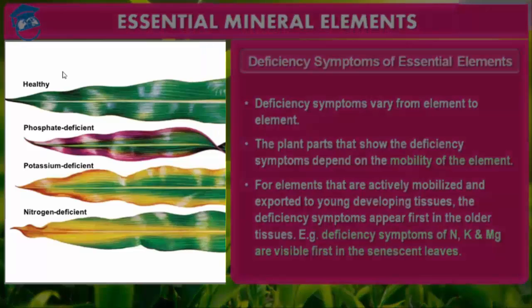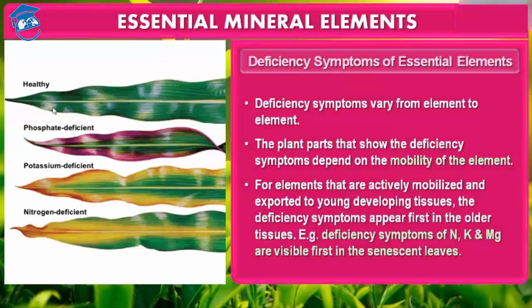So this is a healthy leaf, which is green in color. This is phosphate deficient, where purple color has appeared on the margin of a leaf. This happens because of the anthocyanin pigment accumulation in the vacuole of a cell. Then this purple color appears. And this is potassium deficient, where chlorosis occurs on the margin of the leaf. This is nitrogen deficient, where the vein of the leaf becomes yellow. So these are the distinctions on the basis of deficiency of certain elements or minerals.